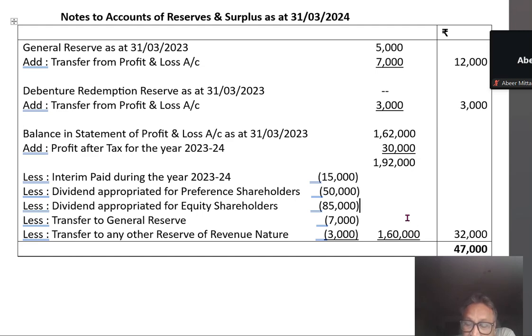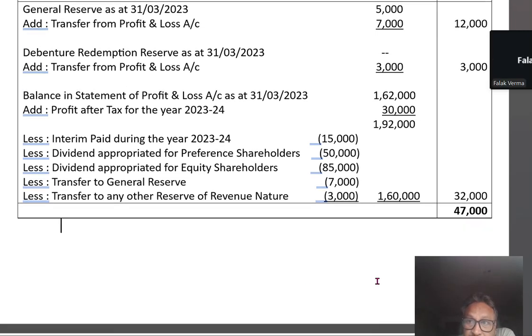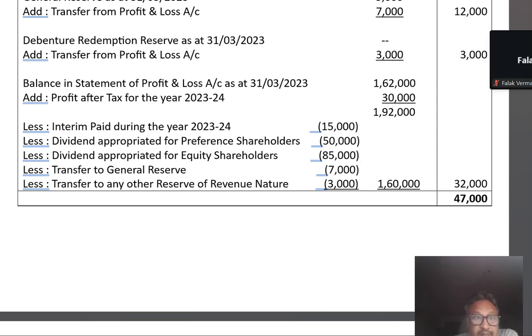Have you understood this, guys, or not? Yes, sir. Okay. Here I have mentioned dividend appropriated, right? It is not the amount of dividend that has been paid during the year. It is only the appropriated amount.